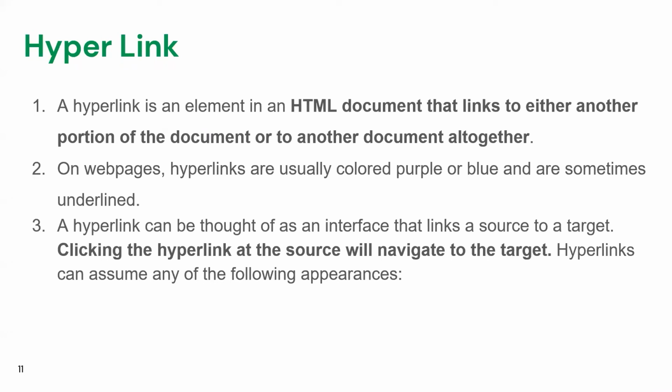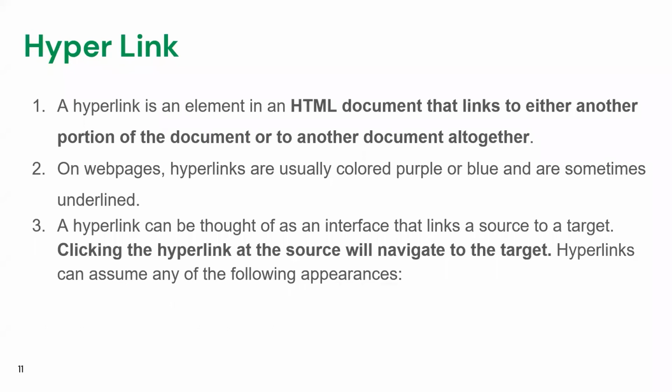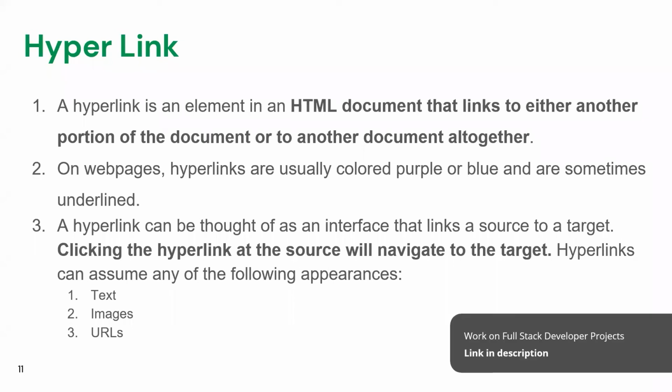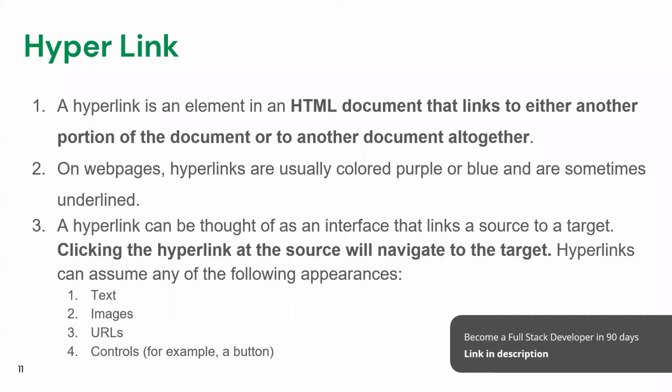A hyperlink can be thought of as an interface that links a source to a target. Clicking on a hyperlink at the source will navigate to the target. A hyperlink can assume any of the following appearances, like text. We can create a hyperlink as text. An image can also be a hyperlink. If we click on the image, the related content will open. URLs: we can click on a URL and that particular link will open. And controls, like different types of buttons. If there is a button and we click on it, that particular link will open.